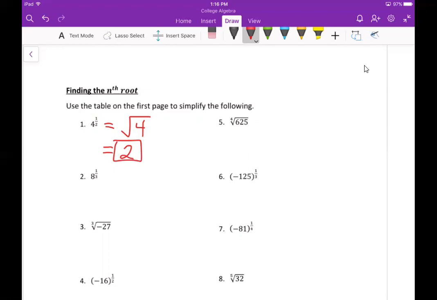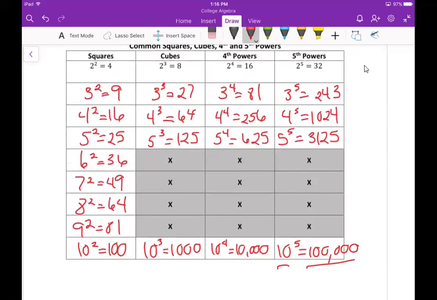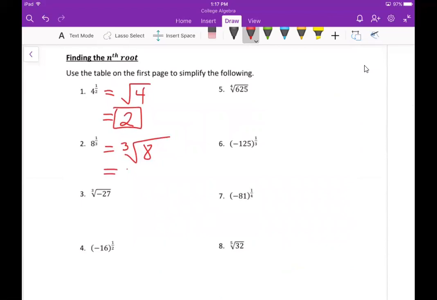If I see 8 to the 1/3, looks weird, but okay, I know what that means. It's actually the cube root of 8. I want to know what did I cube to get to 8. So I can look at that list of perfect cubes there and I see, oh, I cubed 2 to get to 8. So this answer down here is 2 as well.